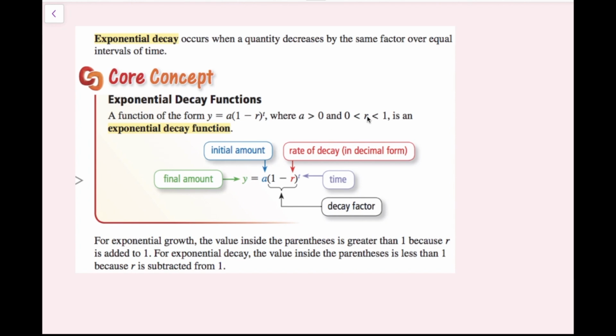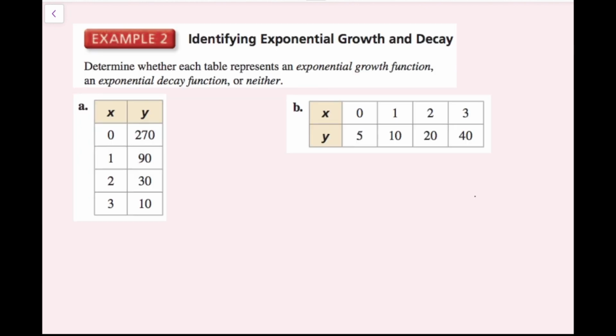Notice r has to be in between 0 and 1, so r is going to be a decimal. In this case, r is our rate of decay instead of our rate of growth. This is the decay factor instead of our growth factor, and everything else is the same. For exponential growth, the value inside the parentheses is greater than 1 because r is added to 1. For exponential decay, the value inside the parentheses is less than 1 because r is subtracted from 1.